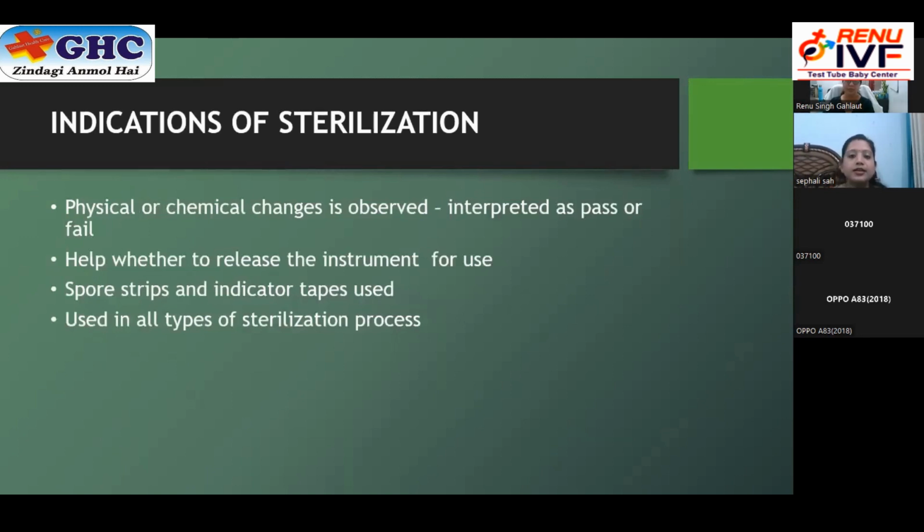Now, indication of sterilization. We sterilize the instrument, and in what way do we know whether the instrument is sterilized or not? Is it ready for use or not? It is by using the indicator system, which I told you about earlier, and the physical and chemical changes observed, whether we release the instrument or not.